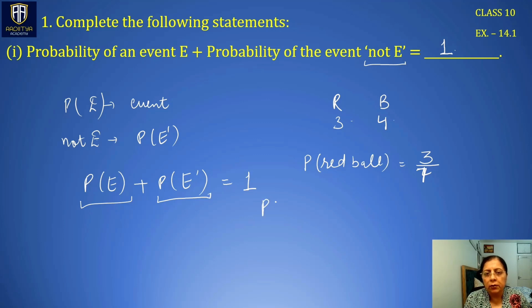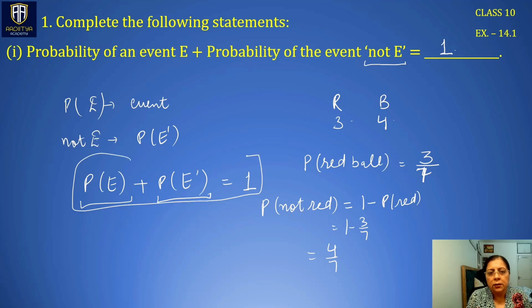And what is the probability of not red? What is the probability of drawing a ball which is not red? So in that way we can solve it: 1 minus the probability of red. That means 1 minus 3 by 7, which is 4 by 7. So this way this formula can be used to calculate the event or the complementary event. Right? So the sum of the probability of an event and the probability of not that event, that means the probability of the complementary of that event, is 1.